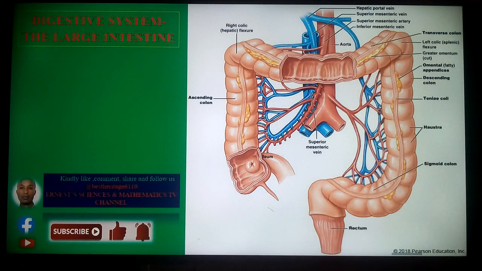In this particular discussion, we're going to look at the concept of the large intestine. And of course, I'm going to use illustrative images, and I'm going to put a disclaimer that I do not own copyright to these specific images, but I'm going to use them for illustrative and educational purposes.